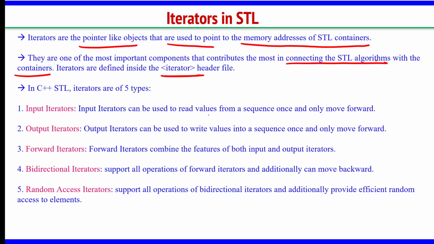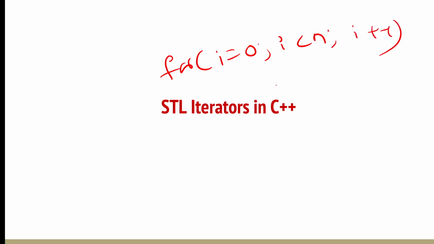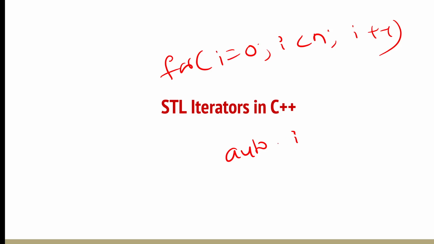For that, you have to include the iterator header file. There are many types of iterators in C++. The first one is input iterators. The input iterator means the one which I showed here, that for loop, for i equal to 0, i is less than n, i plus plus, or even this auto i. Input iterators can be used to read values from a sequence once and only move forward. They can read values, for auto i colon a.